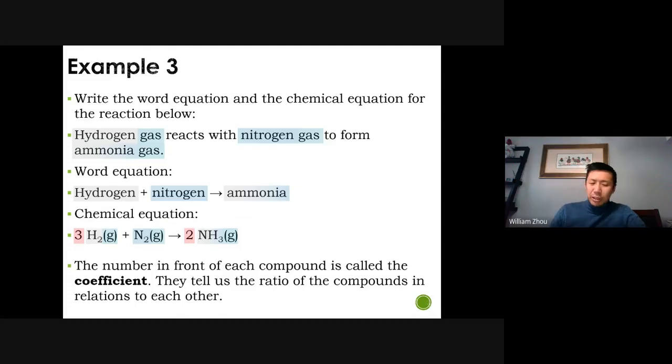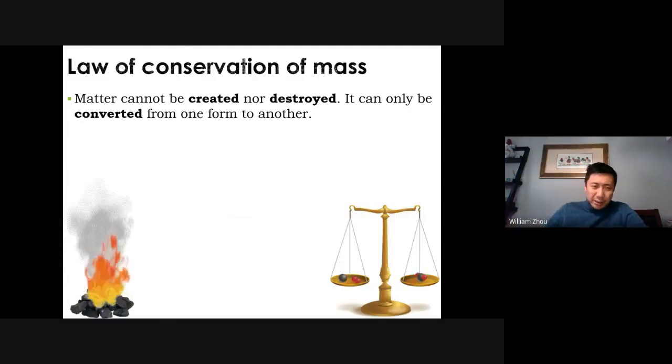Okay, so we're going to learn a little bit more about these numbers. And these numbers are not randomly assigned. You need to know how to figure out what those numbers are. And that's the idea of balancing equations. So where do the numbers come from? It comes from this statement right here.